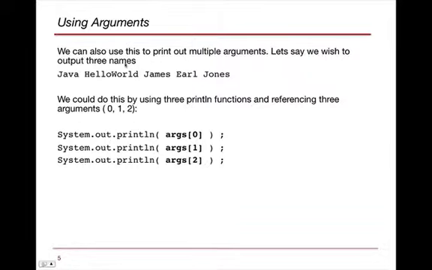So basically we could also use this to print out multiple arguments. Let's say we wish to output 3 names, James, Earl, and Jones. We could do this by using 3 println functions and referencing the 3 arguments of the 0, the 1, and the 2, such as below. We'd say System.out.println, args[0], and then do it again, args[1] and args[2]. James would reference the 0, Earl is referenced by the 1, and Jones is referenced by the 2.